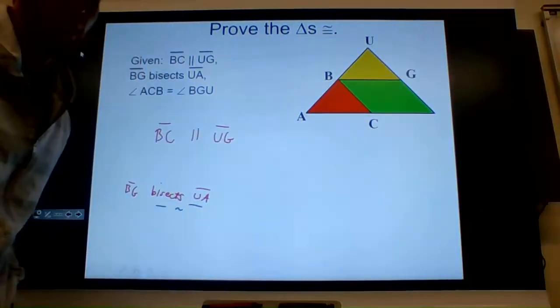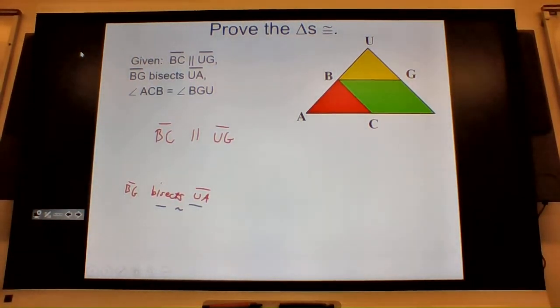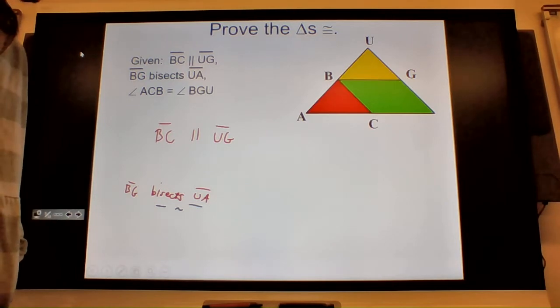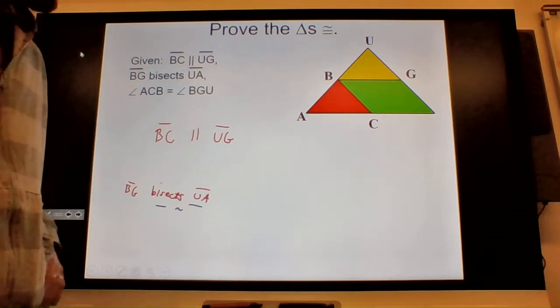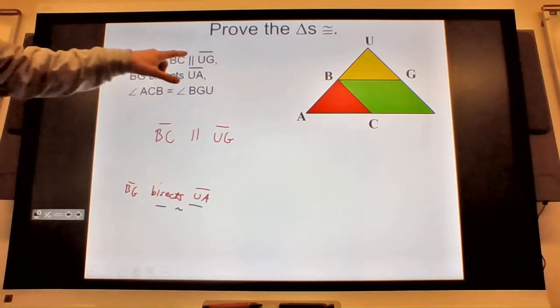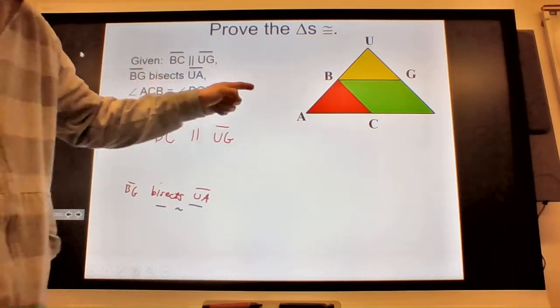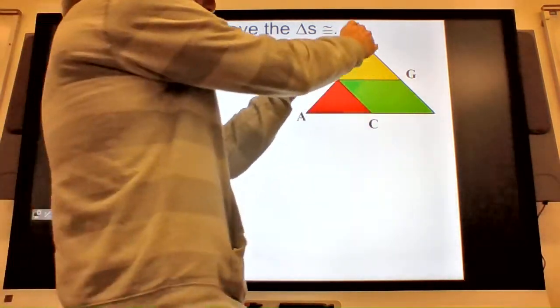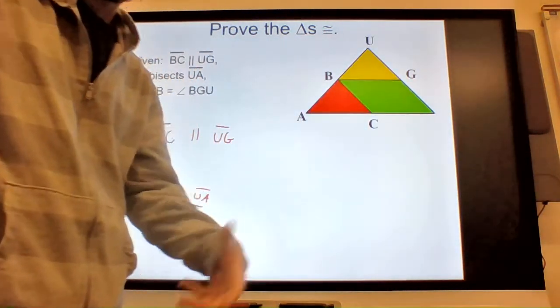All right, back in business here. So, hopefully you had a chance to really dive into this and dissect some of this information. There are some parallel lines on there. BC was parallel with UG. So that pair of parallel lines gave you some angles that you can use later on.